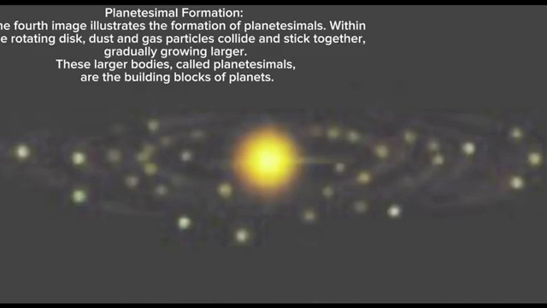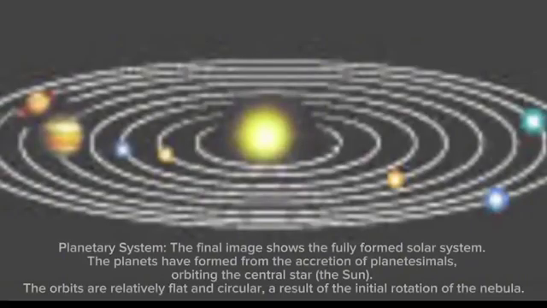Within the rotating disk, dust and gas particles collide and stick together, gradually growing larger. These larger bodies, called planetesimals, are the building blocks of planets. Planetary system. The final image shows the fully formed solar system. The planets have formed from the accretion of planetesimals orbiting the central star, the Sun. The orbits are relatively flat and circular, a result of the initial rotation of the nebula.